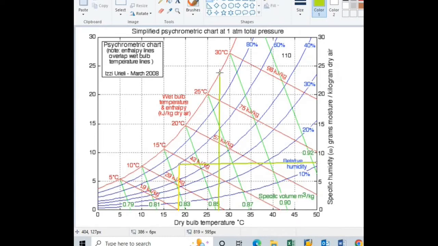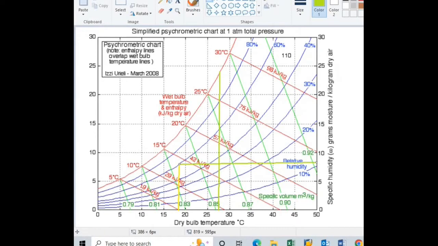At this point, what is the value for enthalpy? So we will draw here one line parallel to this enthalpy line but passing through this point 2. Then what is the exact value? So it is in between 75 to 98 kilojoule per kilogram. So the exact value is 84.85 kilojoule per kilogram.